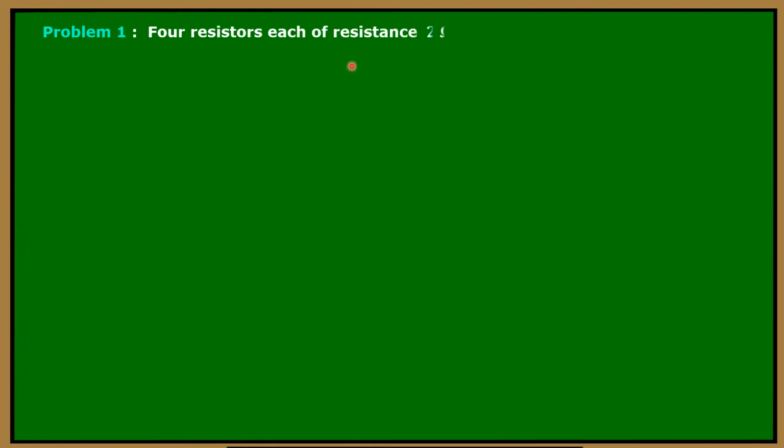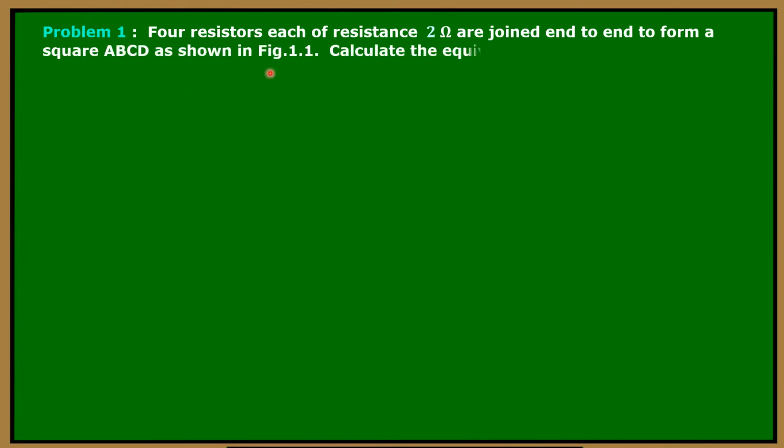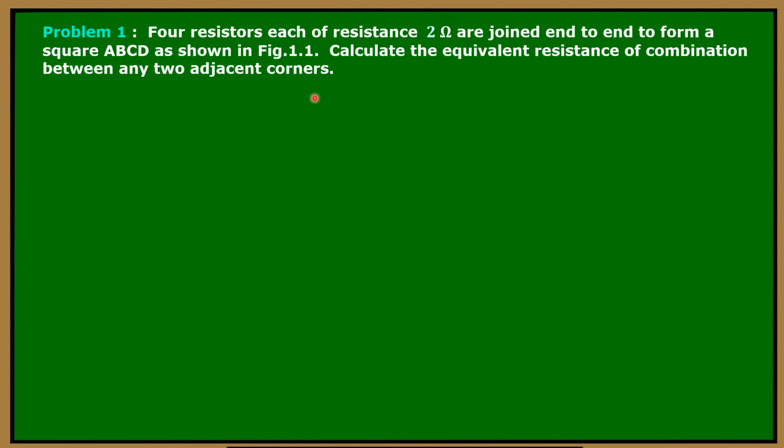4 resistors, each of resistance 2 ohms, are joined end to end to form a square ABCD as shown in figure 1.1. Calculate the equivalent resistance of combination between any two adjacent corners. So here is the problem figure. You can see here ABCD. Each resistor has 2 ohms resistance. So 4 resistors have been joined end to end to form a square ABCD, and we have been asked to calculate the equivalent resistance of this combination between any two adjacent corners.